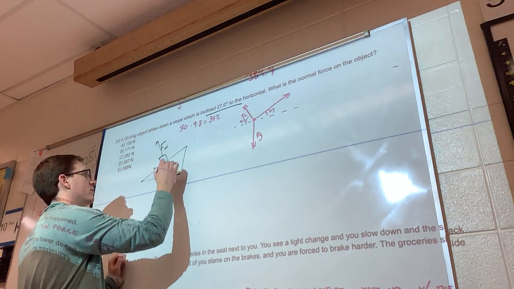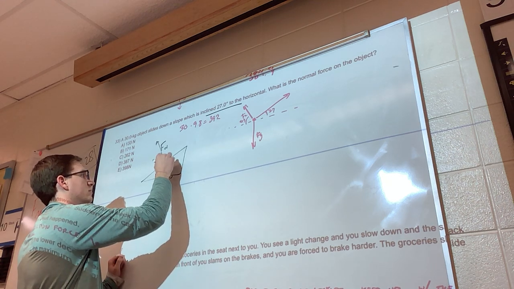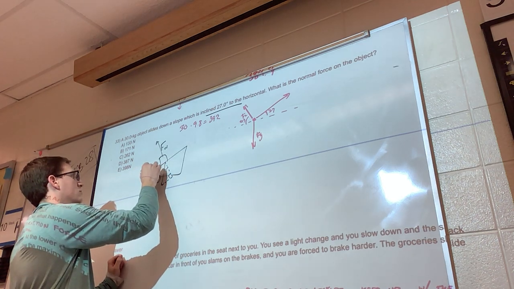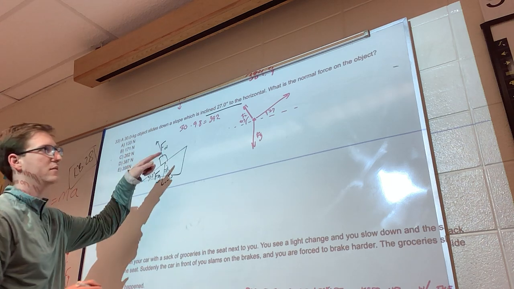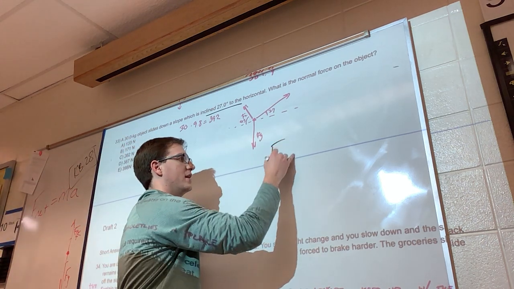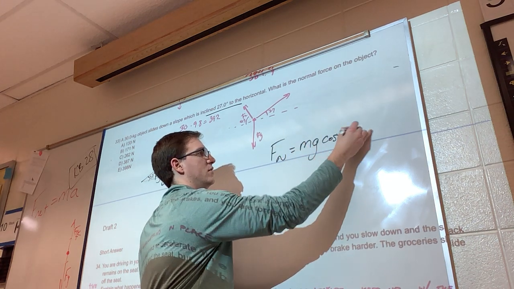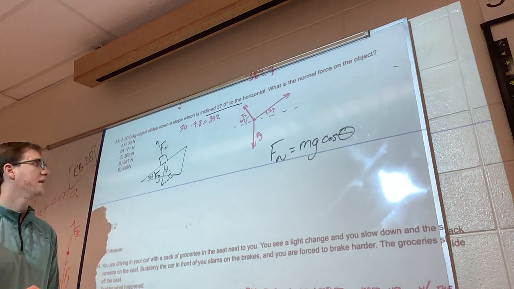Forgive me, I've lost track. Did I explain this question to you already, or was it just in other classes? Because I talked about not specifically this question, but there's a bunch of classes where I got to the result of Fn equals mg cosine theta. I think we talked about that.